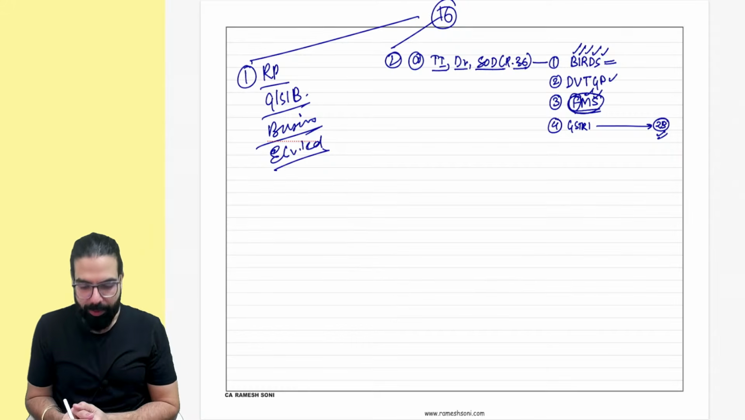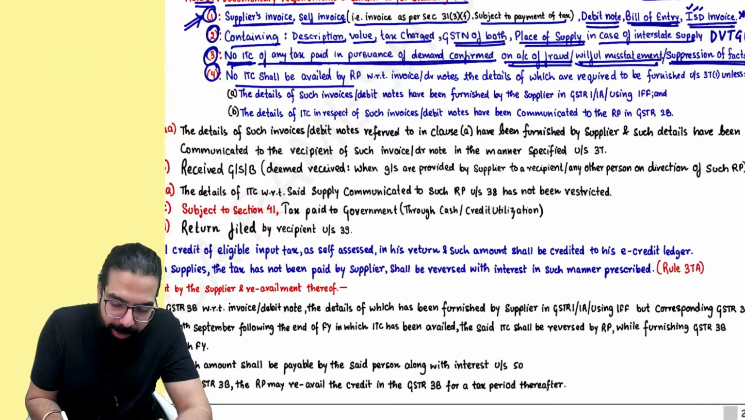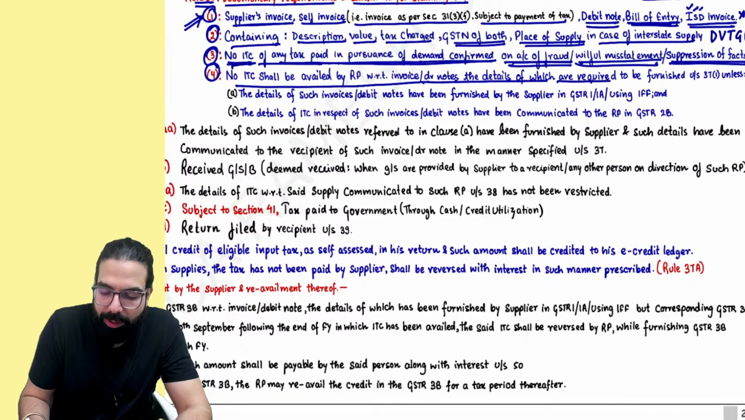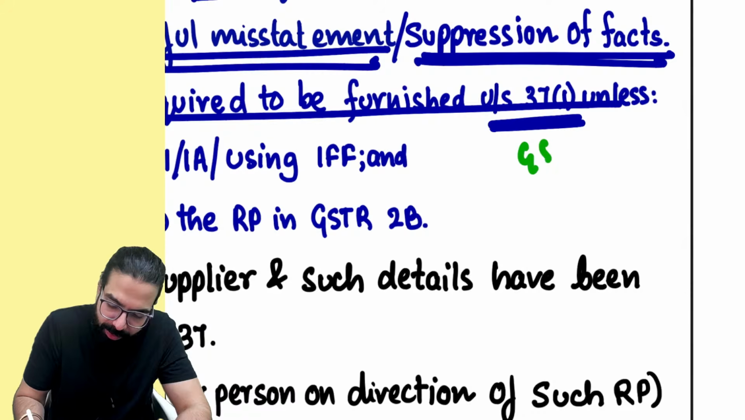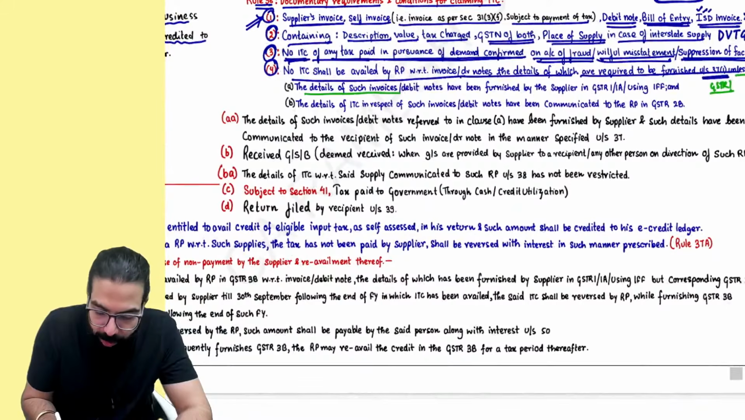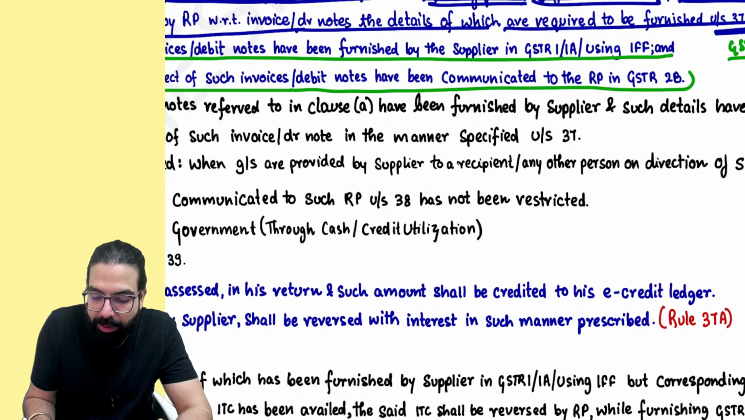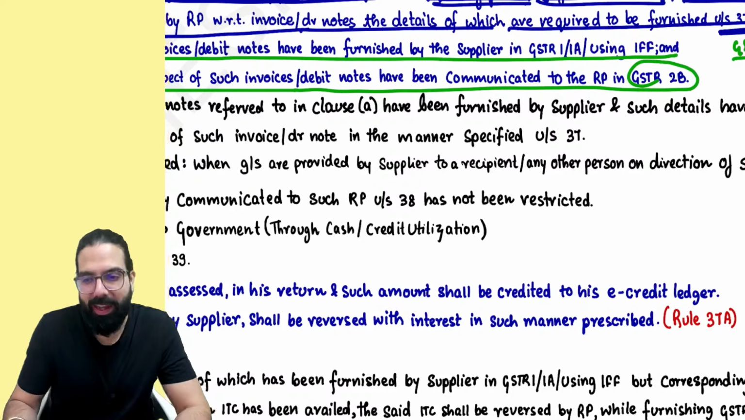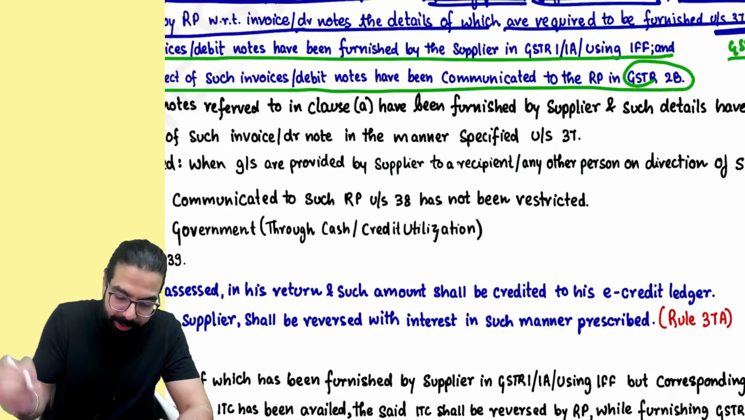Now listen to me very carefully. They had written this: no ITC shall be availed by a registered person with respect to an invoice or debit note, the details of which are required to be furnished under section 37, meaning the details are required to be furnished in GSTR 1, unless the details of such invoice or debit note have been furnished by the supplier in GSTR 1 and the details of ITC in respect of such invoice or debit note have been communicated to the registered person in GSTR 2B. So only if the supplier showed it in GSTR 1 and it comes in my 2B, I can take the credit.